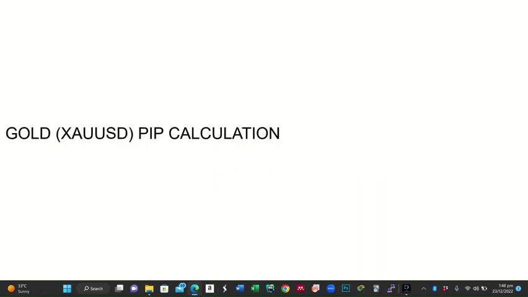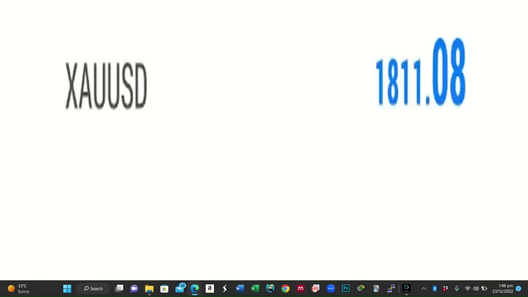Now let's move to gold calculation, gold pip calculation. For most brokers, some of them will write it as gold, but mostly you'll be seeing it as XAUUSD. So XAUUSD here, its current market price is at 1811.08. That is the present value for gold. I told you earlier that for gold, the pip calculation starts from the first decimal place.